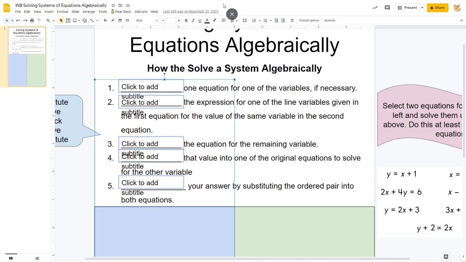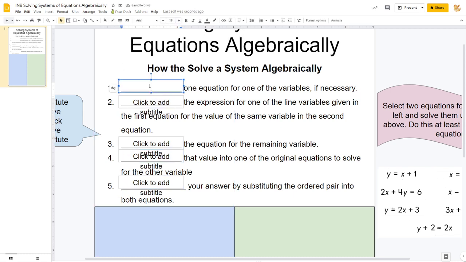Let's make sure that everything is going to come out the way I like it. I like it where my text is in the middle. That's what I mean.